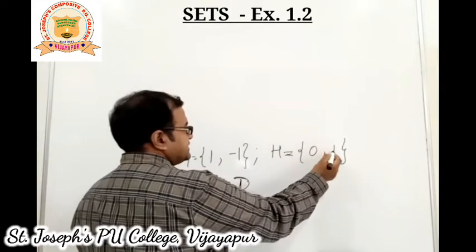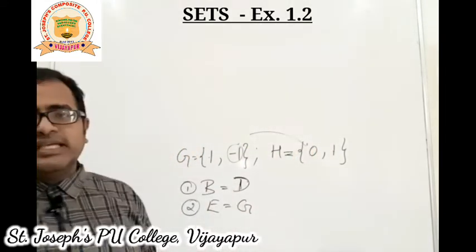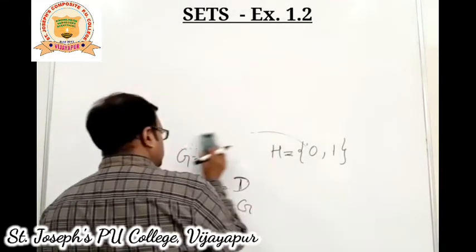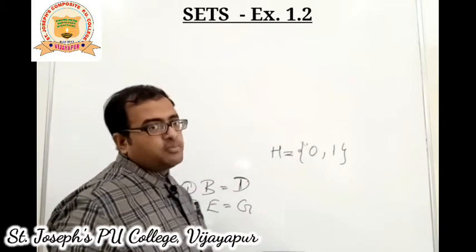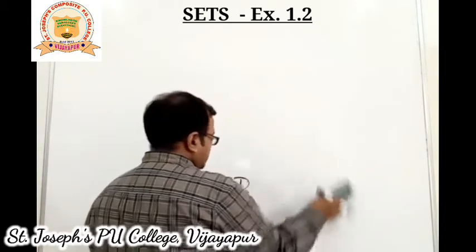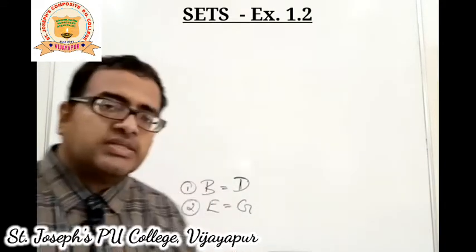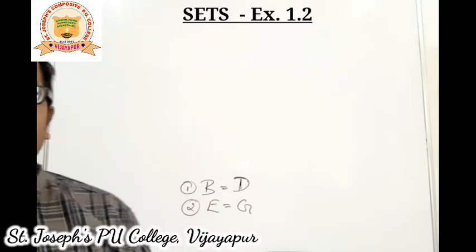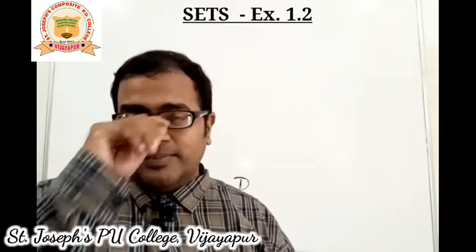1 exists in both, but minus 1 is not here. So, G is not equal to H. So, there goes G. And H all by itself cannot be equated to anything. So, there goes H. So, only two pairs of equal sets we have found, that is, set B is equal to set D and set E is equal to set G. Thank you. So, that ends the exercise.